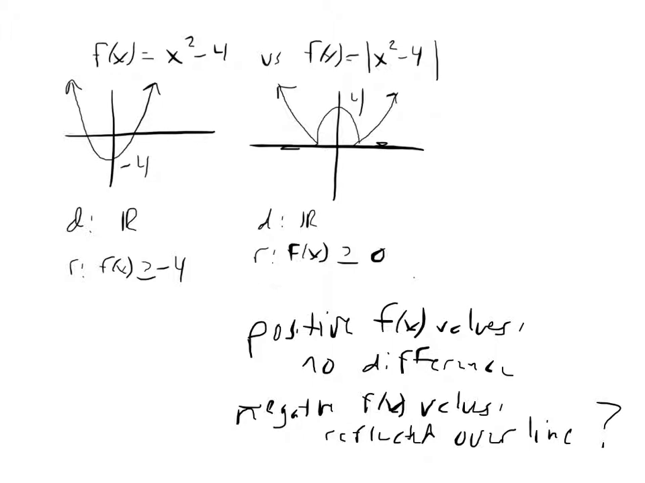So while I do get a reflection if I replace f of x with the absolute value of f of x, the reflection only involves places where the original graph has negative output values. I'm only reflecting where my original values of the function are negative. The positive values remain unchanged because the absolute value of a positive number doesn't change anything. You're still going to get that same positive number.